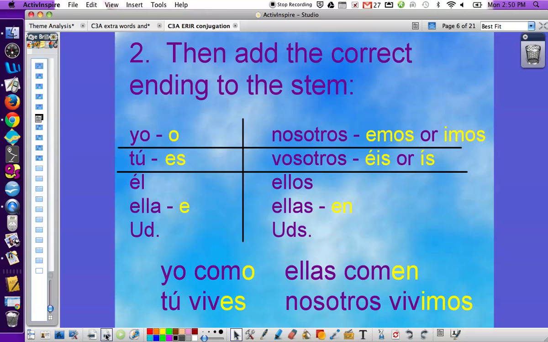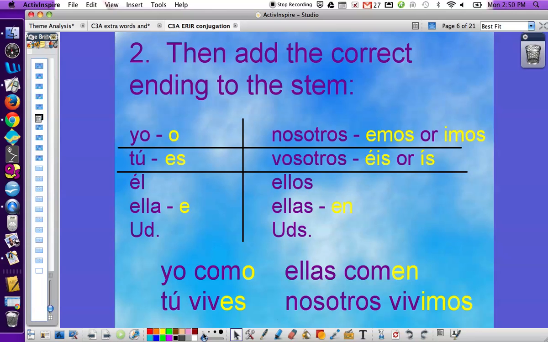The next step is the same too. You add the correct ending. What's different is the ending. Some of them are the same, but most of them are different. In the yo form, I take off either the ER or the IR and I add O, just like AR. In the tú form, I take off the ER or the IR and I add ES. In the él, ella, usted form, I take off the ER or the IR and I add E.